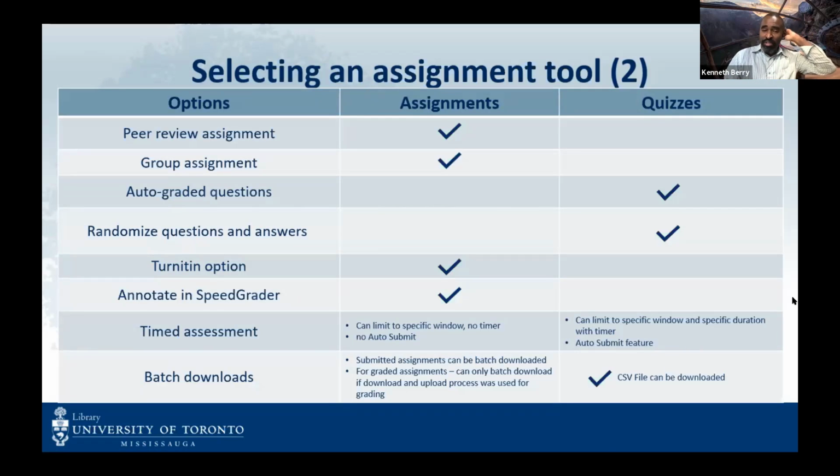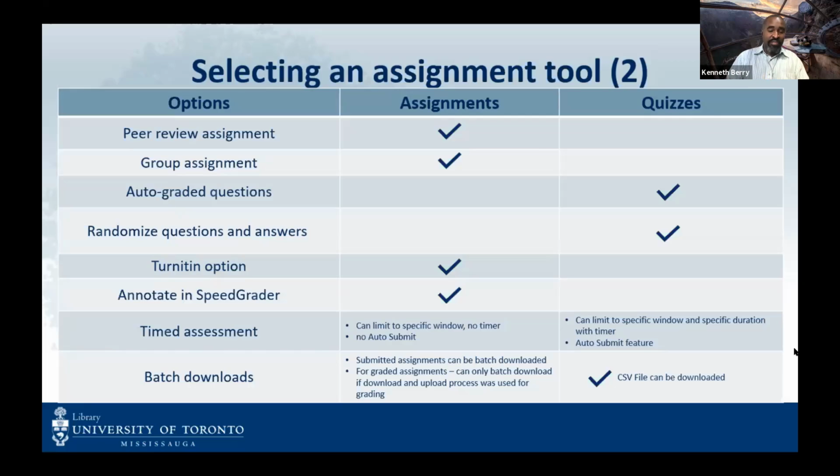And these are some of the differences, the checklists that will help us to determine. If you want peer review assignment or a group assignment, then that's the assignment tool. And I know it's maybe a little confusing because we have the assignment section and the assignment tool, but that's just how Quercus names it. If you want your questions to be automatically graded or you want randomized questions and answers, then that's a quiz tool that you'll have to use to get that functionality. If you want to use Turnitin and annotate on the papers that you're submitted, so that's the assignment tool and the speed grader.